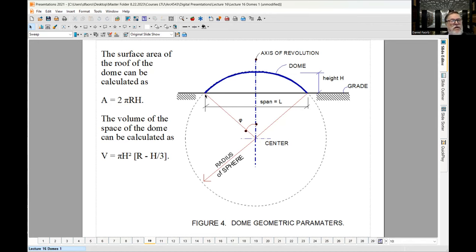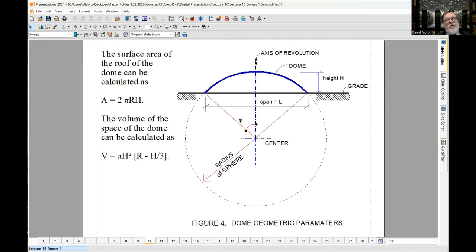This is the point where the dome starts at the ground and moves upward from that point. This internal aspect angle that you see here is marking that point where the cutoff occurs. Capital L is our span.